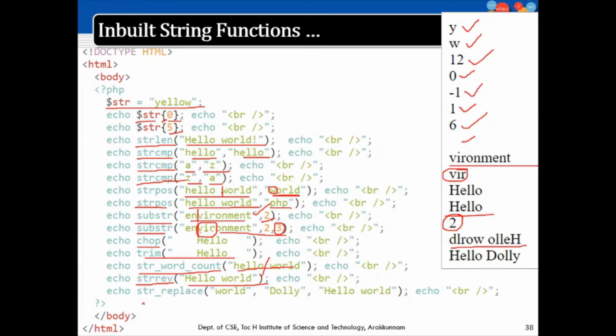Another useful function is str_replace. This has 3 parameters, so you must carefully understand the parameters. The last parameter is the target string. So I have a string hello world. The first parameter indicates the word that is to be replaced, and the second parameter specifies the replacement word. So here world will be replaced as Dolly. This is the output, hello Dolly. So hope you're familiar with some of the inbuilt string functions.